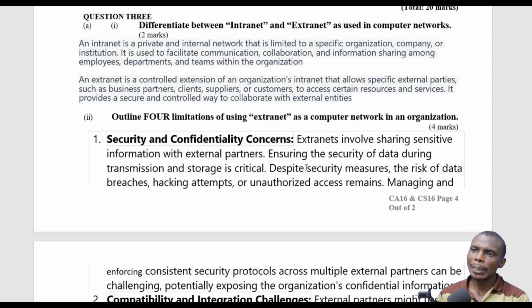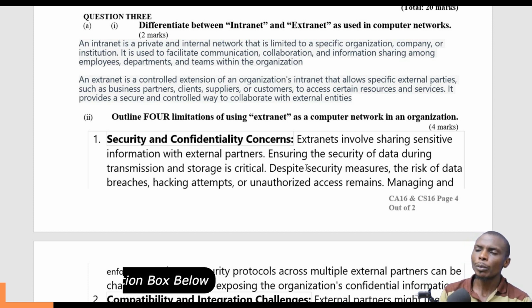So question 3 part 1 says differentiate between intranet and extranet as used in computer networks. So let's start by looking at the first one, intranet. So we know that an intranet is a private and internal network that is limited to a specific organization, company, or even an institution. So this is just a private network that only the people within this organization are able to use for communication, maybe for collaboration, and even for information sharing among the employees or even departments and teams within this organization. So it is within an organization.